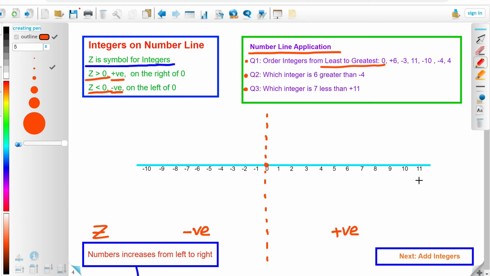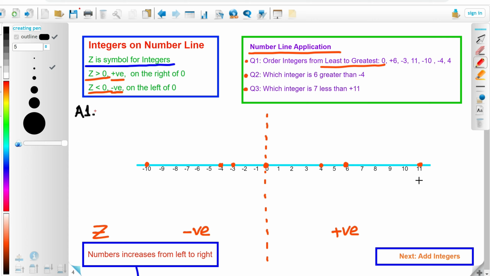So where is 0? Well, I've already marked the letter 0. So 0 is there. The number 0, plus 6. This is plus 6 for us. Minus 3. That is minus 3 for us. And then 11. 11 is right there. And then we have the number minus 10. Minus 10 is 10 units on the left of 0. Minus 4 is 4 units left of 0. Plus 4 is 4 units right of 0. So how do we answer question number 1? Let's write down the answer for question number 1.